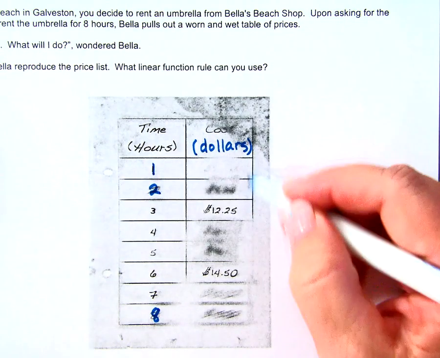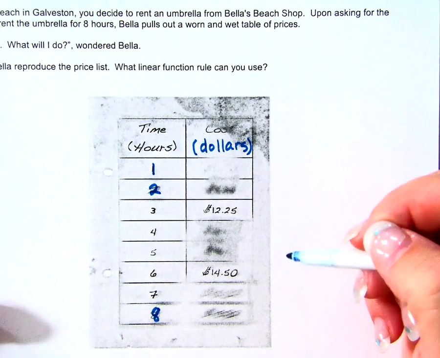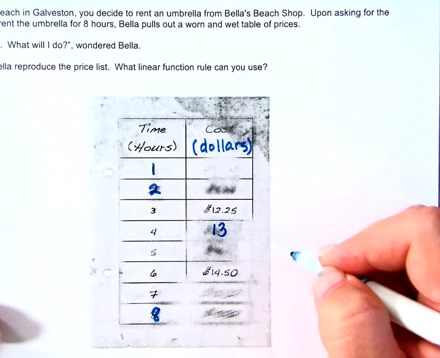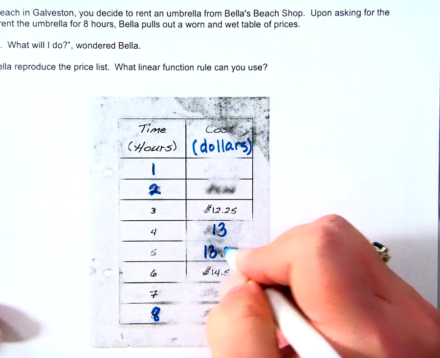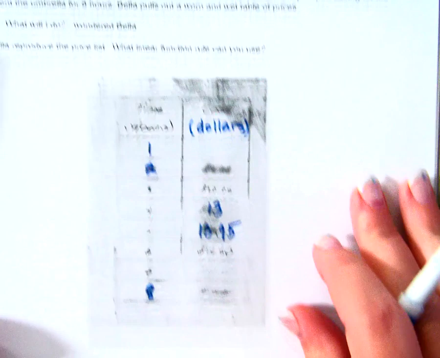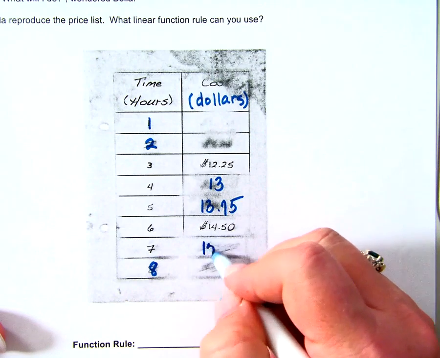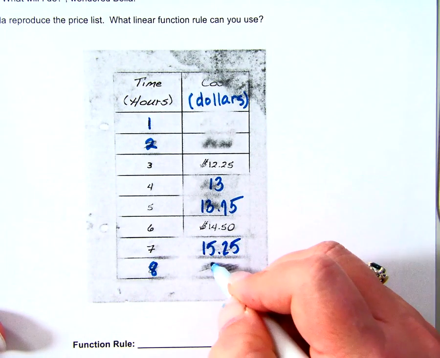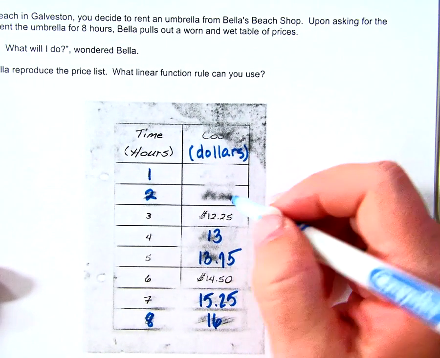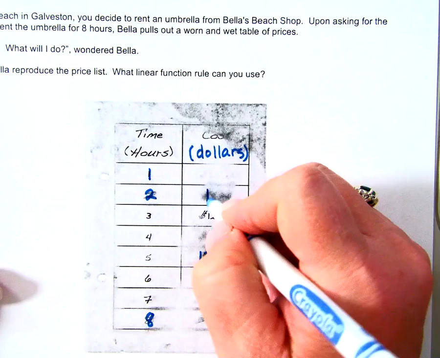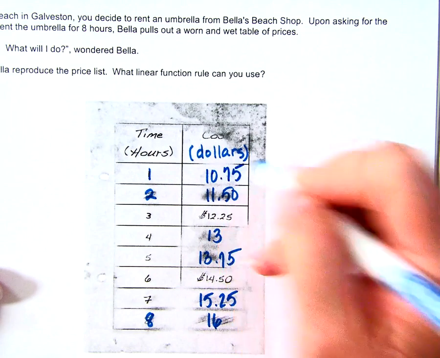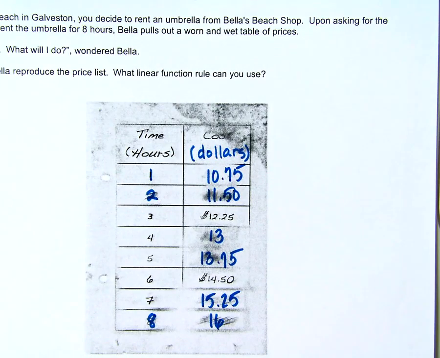So does that give me enough information to fill in the rest of this table? Okay, so if I know this one's $12.25, the next one should be 13. And the next one should be $13.75. The next one should be $14.50. Oh, good, it is. And the next one should be $15.25. And the next one should be $16. Is that it? Oh, I forgot to go backwards. What should this one be? $11.50. And this one? $10.75.